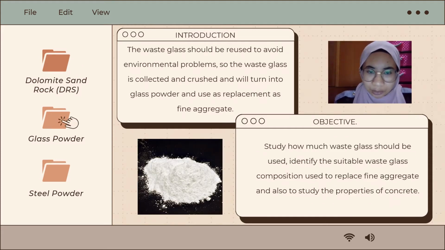Next is glass powder. Glass powder is waste glass that should be reused to avoid environmental problems. The waste glass is collected and crushed and turned into glass powder, and used as a replacement for fine aggregate. The objective from this article is to study how much waste glass should be used, identify the suitable waste glass composition used to replace fine aggregate, and also to study the properties of concrete.